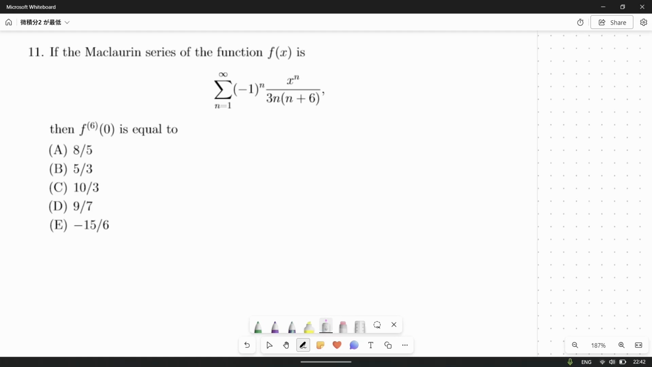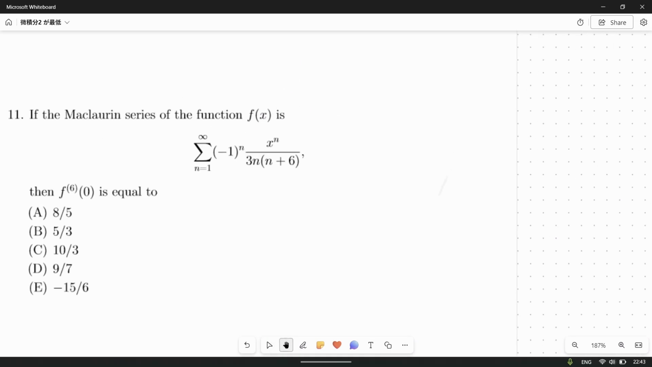Before I go into it, you might think that to solve this question, you could just reverse this series and turn it back into its original function f of x, and then take a derivative 6 times and plug in 0. You could do that, and you'd get the right answer, but the computation to get there would be really, really intense. There's a better way to do this, and that's by relating this given series to the general formula for a Maclaurin series.